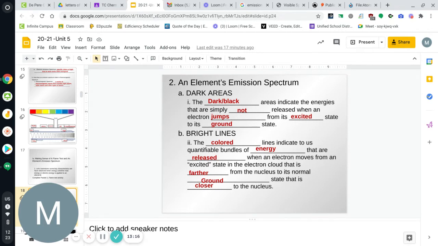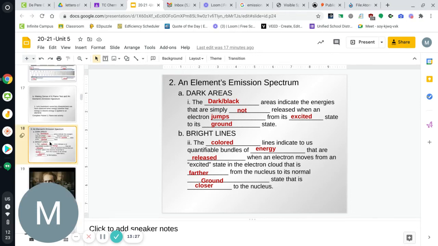As soon as they were able to see the emission spectrum for different elements, it really shed light on the topic of what's really going on.